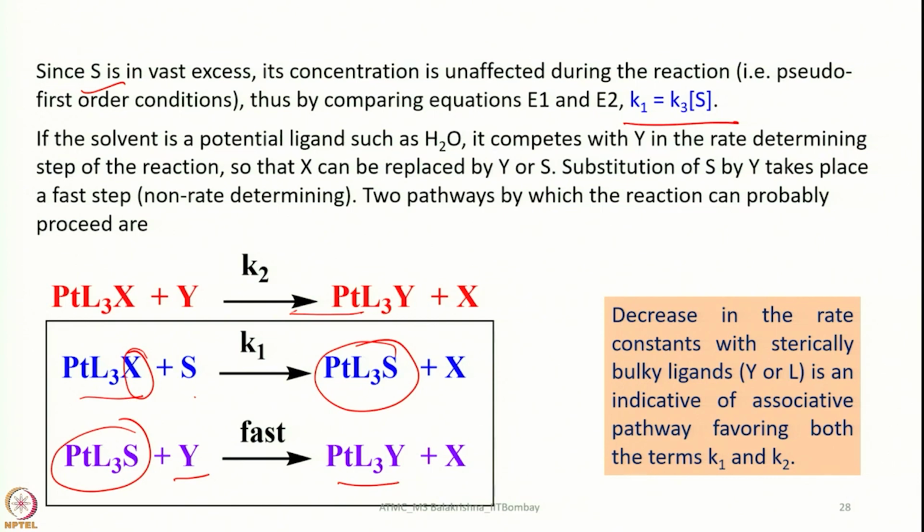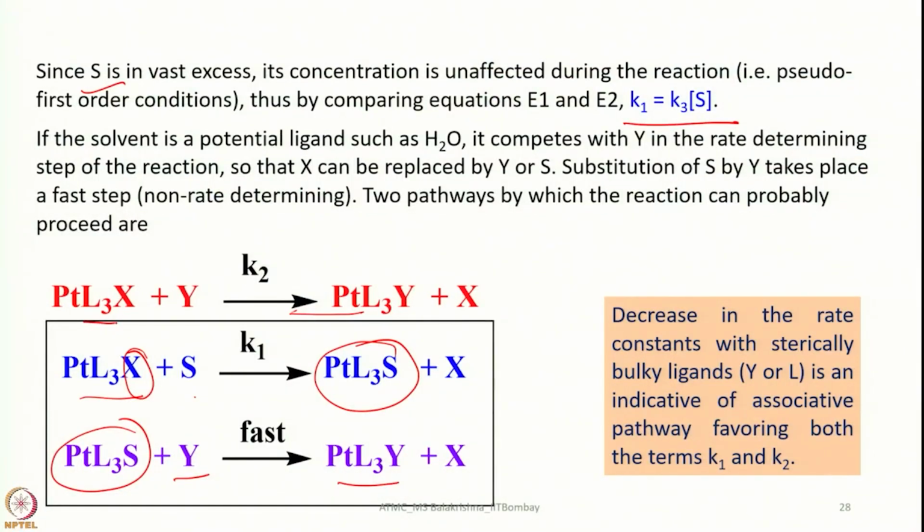That means the decrease in the rate constants with sterically bulky ligands Y or L is an indicative of associative pathway favoring both the terms K1 and K2. So, when we are considering steric factors, we have to consider the ligands already present on the metal such as L and also the steric bulk of the entering ligand Y. Both have to be considered to understand the nature of the pathways. But here very clearly one can tell that the decrease in the rate constant with sterically bulky ligands indicates the associative pathway. That means when associative pathway is there, that favors both the terms K1 and K2.